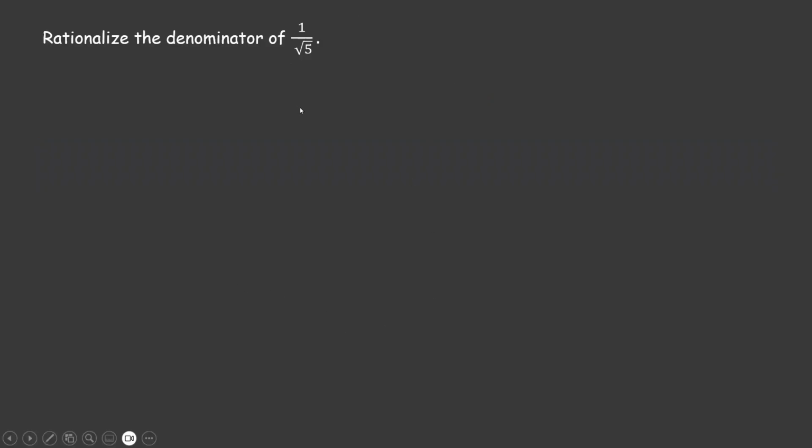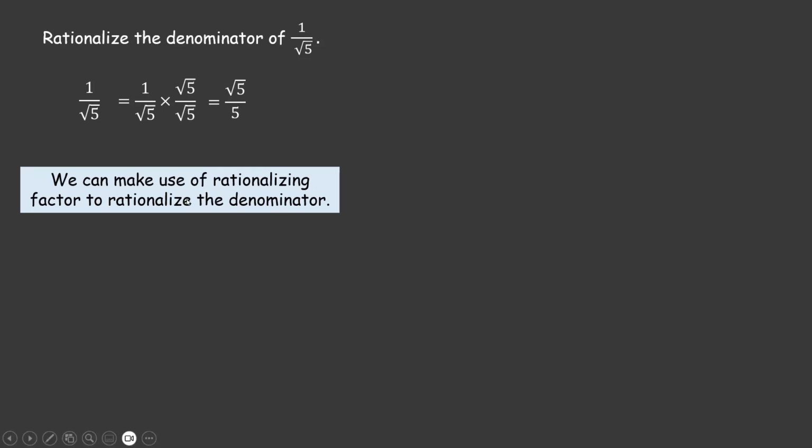So let us look at this example. Now, root 5 is a surd and one of its rationalizing factors can be root 5. So let's multiply and divide this with root 5. So we get root 5 by 5. We can make use of the rationalizing factor to rationalize the denominator. Now, why do we do this? It is because it becomes easy to use numbers with a rational denominator.